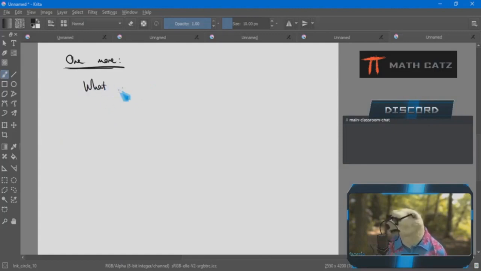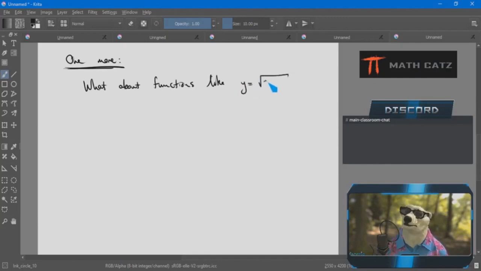When I think about functions like the following example, let's call it y, root 2x plus 1. Now there is a square root function in here, and there's a 2x plus 1 also in there.